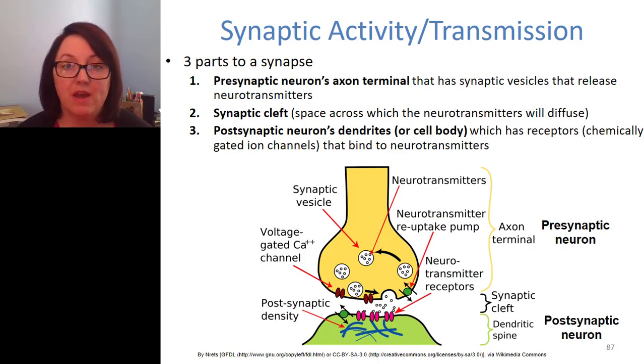You can think of a synapse as having 3 parts. Part 1 is the presynaptic neuron's axon terminal. This axon terminal contains the synaptic vesicles that are going to release the neurotransmitter. The second part is the synaptic cleft, which is the space between the 2 neurons. And the third part is the postsynaptic neuron's dendrites, which has receptors for the neurotransmitter.